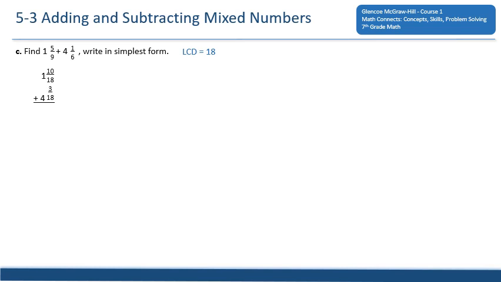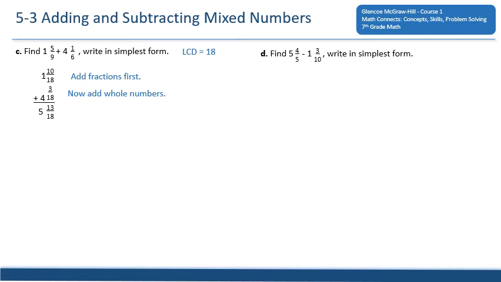And then for 1/6, we're going to multiply 6 times 3, so we'll multiply 1 times 3, and we'll get 4 and 3/18. So we'll add the fractions first. So add the numerators 10 and 3 to get 13 over 18. And then we'll add the whole numbers of 1 and 4, and we'll get 5.